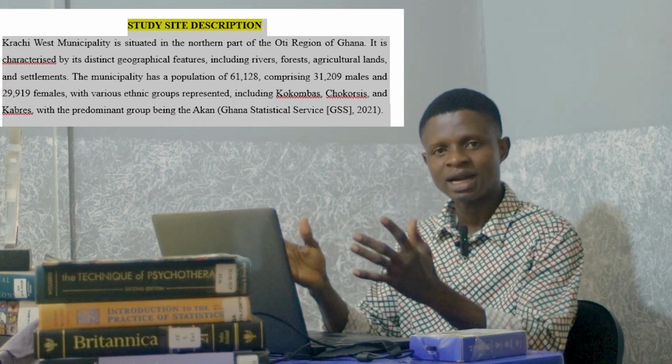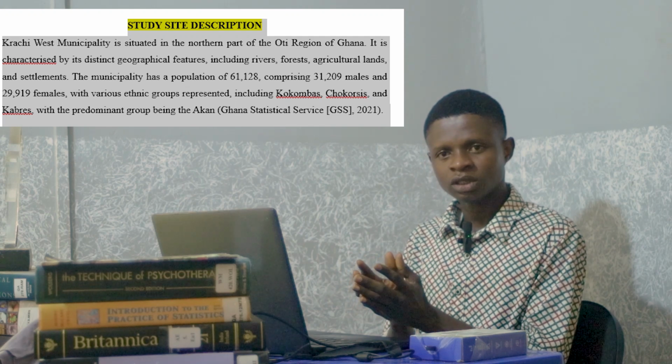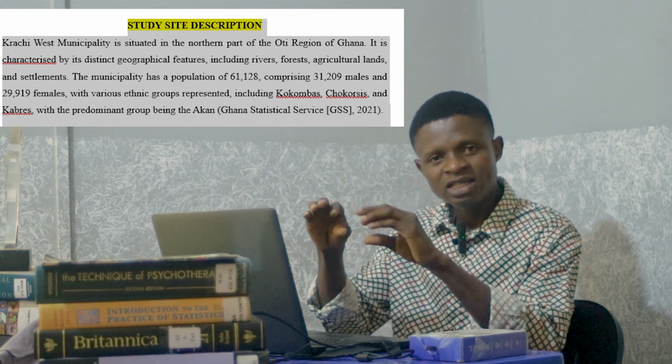So in study site description, you have to explain where your community is, and then you talk about the population, the number of people within that enclave. Then you talk about the distribution within the population: what is the percentage of children, what is the percentage of adults, what is the percentage of males and females. You talk about all these things.